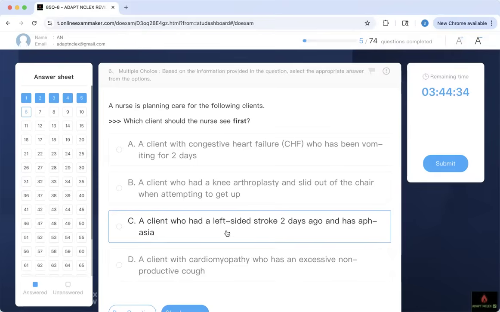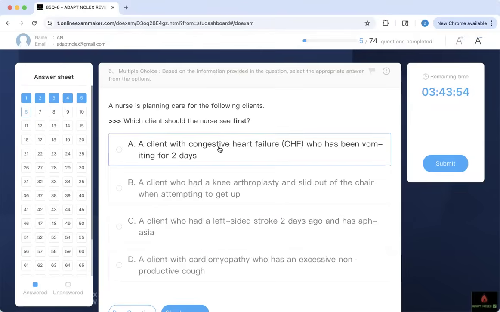This is prioritization, trying to test your critical thinking. Don't fall for the big words. Just look at the situation. Once again, the way to do prioritization is to ask what is exactly happening to them. Forget about cardiomyopathy, forget about the left-sided stroke, forget about the knee arthroplasty, forget about CHF. What is happening to the patient? Which answer choice do you pick? That's the clue. I'm giving you a clue so that you can pick the right answer. I know you picked the right answer.